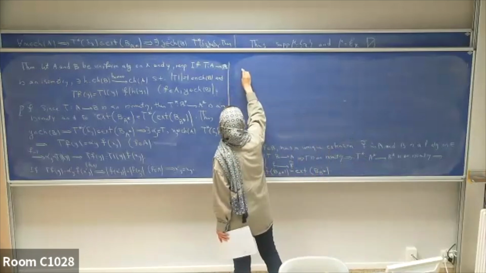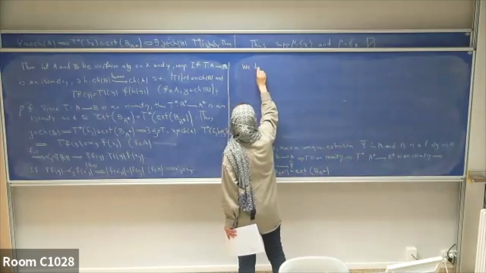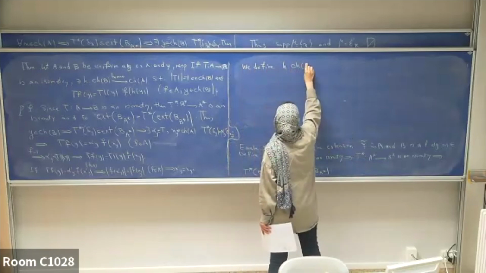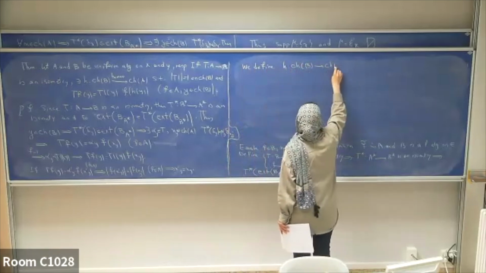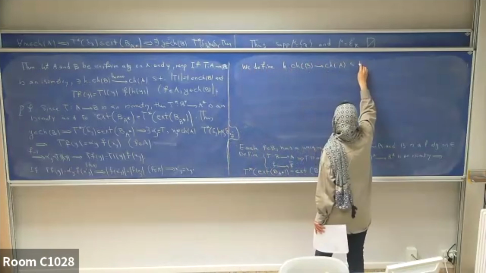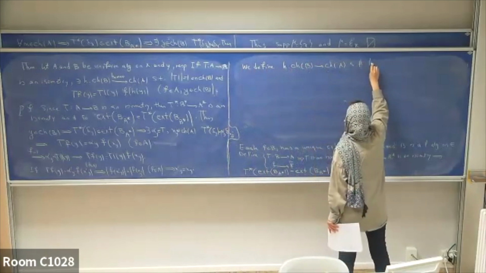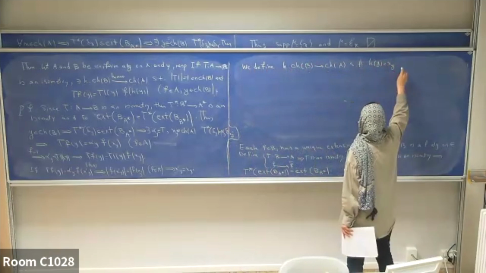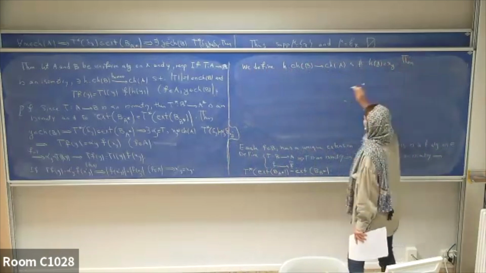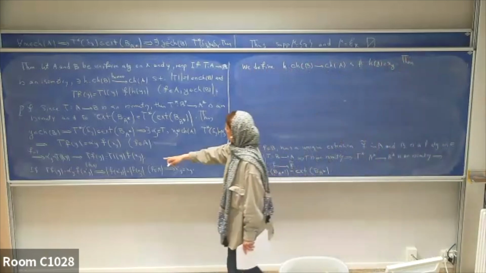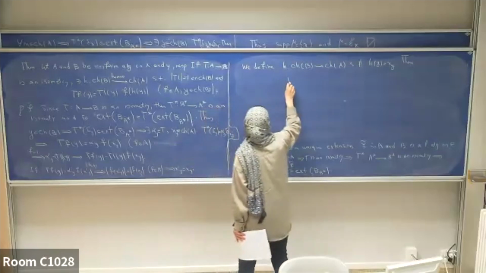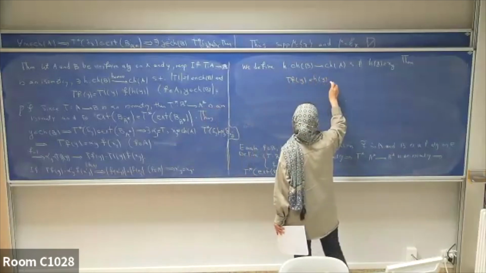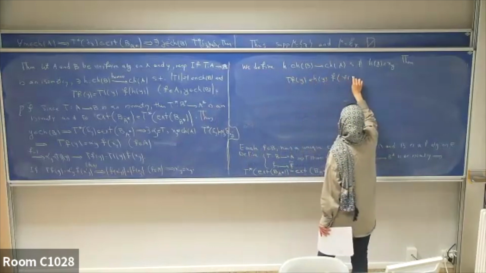by the above argument. We define H from Choquet boundary of B to Choquet boundary of A such that H of y is exactly xy. Then we can rewrite this formula like this. Tf of y is H of y, f of phi of y.